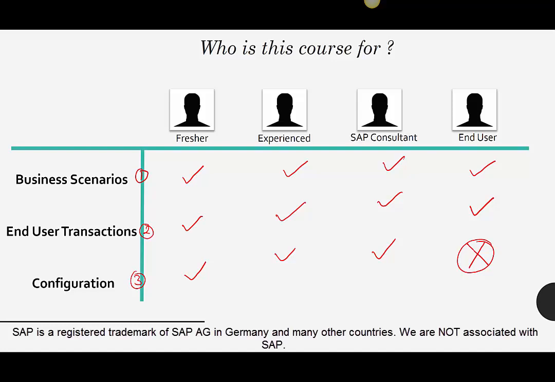So this is the matrix of the type of people who can take this course and what they need. This course covers all the three pieces: business scenarios, end user transactions, and configuration.